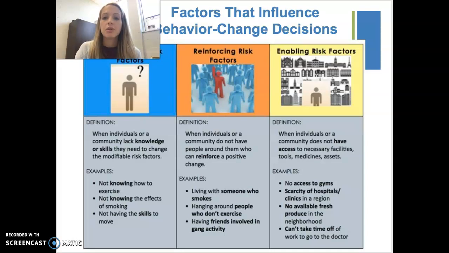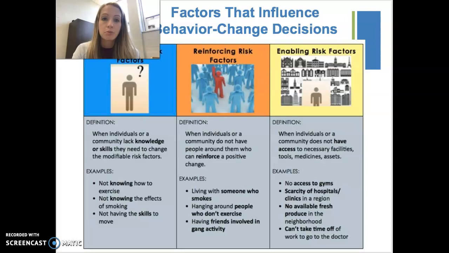Let's talk about enabling risk factors. So here it's defined as when individuals or communities do not have access to necessary facilities, tools, medicines, and assets. So some examples here: there's no access to gyms, scarcity of hospitals or clinics. In rural areas, this is really a big deal, because they don't have gyms, they don't have hospitals, they don't have clinics, they don't have a lot of the resources that bigger cities often have.